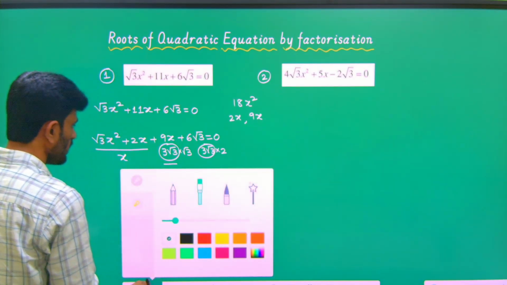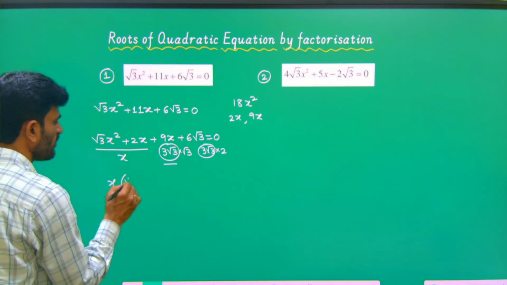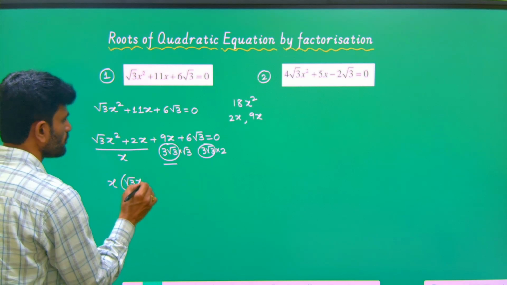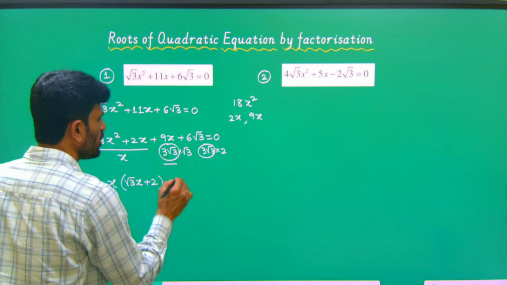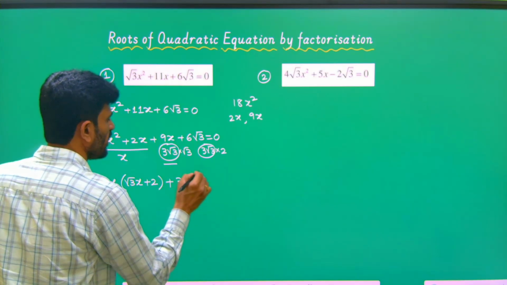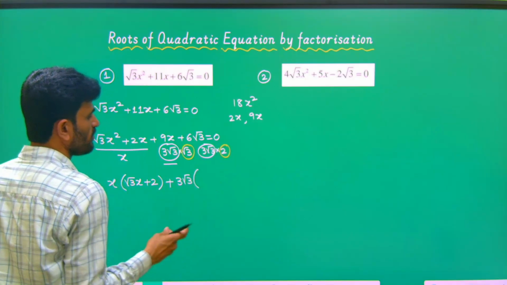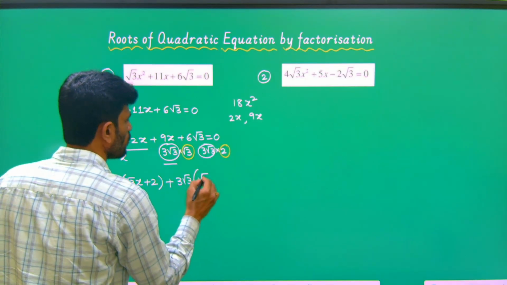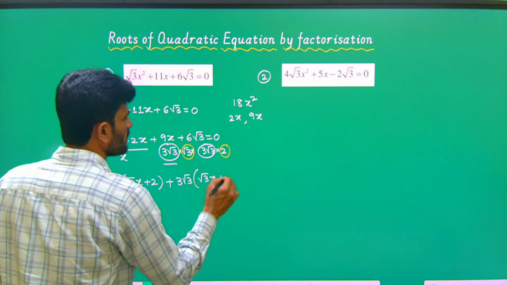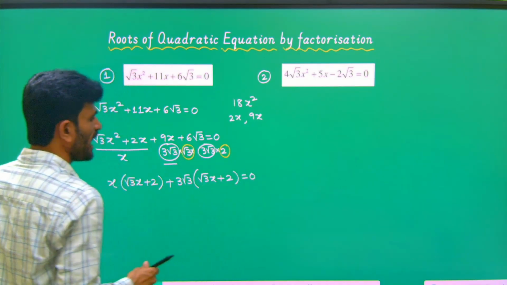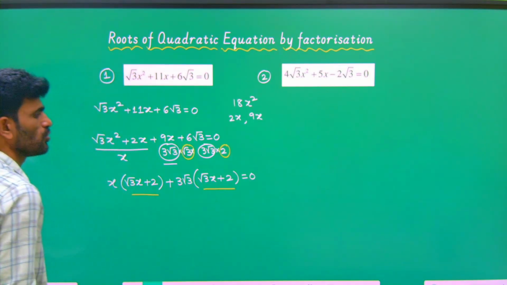So if we write it next, what happens? In the first two terms x is common. If you take x common, it will be x times root 3 x plus 2. In the next two terms, I said 3 root 3 is common. If you take 3 root 3 common, root 3 x is left and 2 is left. So again we get root 3 x plus 2, equal to 0. See, I told you that once you take the common factor, these two brackets have to be the same. We got root 3 x plus 2 in both.